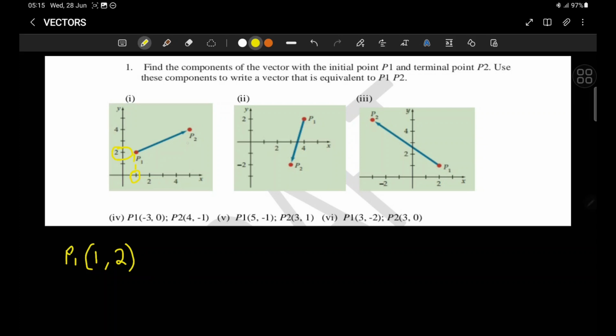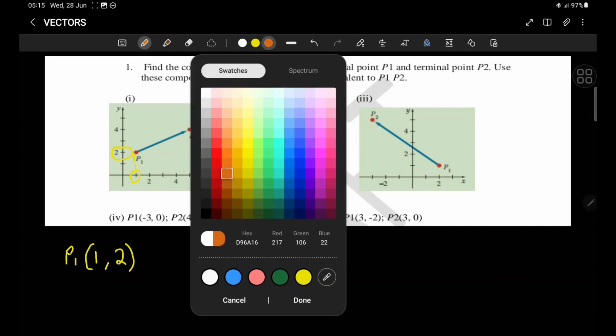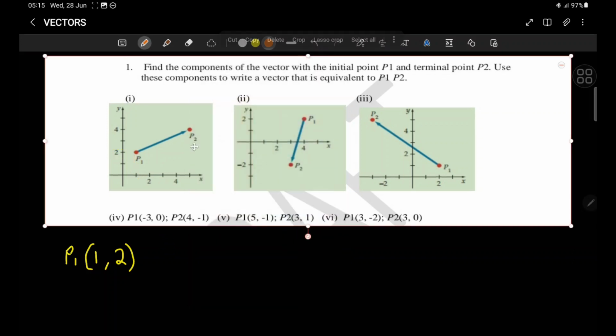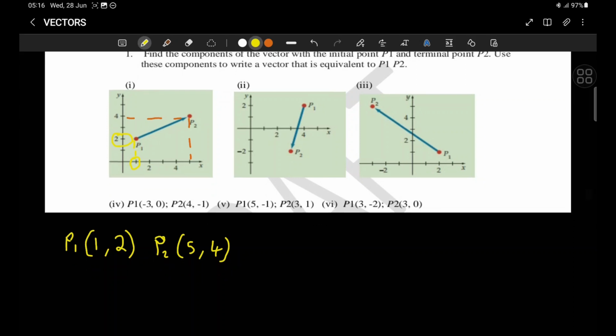Then also identify the coordinates for p2. p2 is at this point, so this is the coordinate for p2. p2 is at 5, the x coordinate, comma 4. So now that we've identified the coordinates, we can go ahead and solve for the components of vector p1p2.